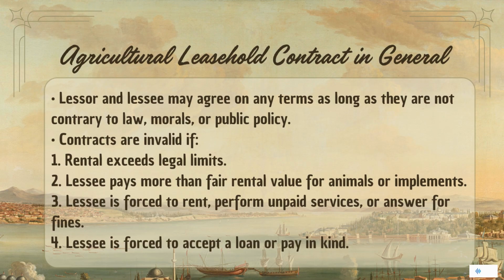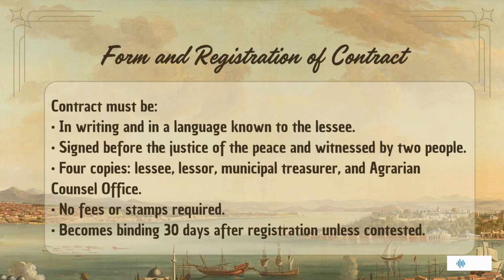These rules are meant to protect the lessee from exploitation. Now, about the form and registration of the contract. For the contract to be valid, it must be in writing and in a language that the lessee understands. It should be signed before a justice of the peace and witnessed by two people.